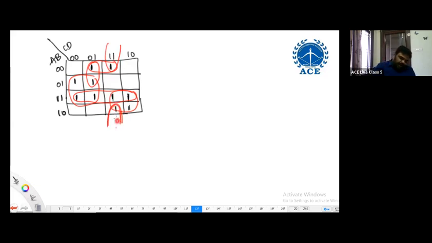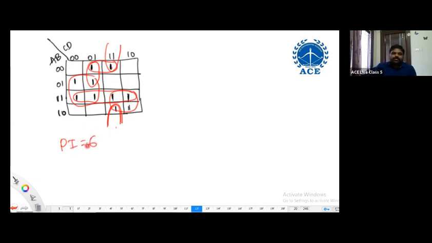Check it. We cannot expand this side. We don't worry about required or not while grouping for prime implicants, whether it is a prime implicant or not. Yes, it is a prime implicant. You cannot expand this side. So, a total of 6 groupings are possible. Prime implicants are 6.